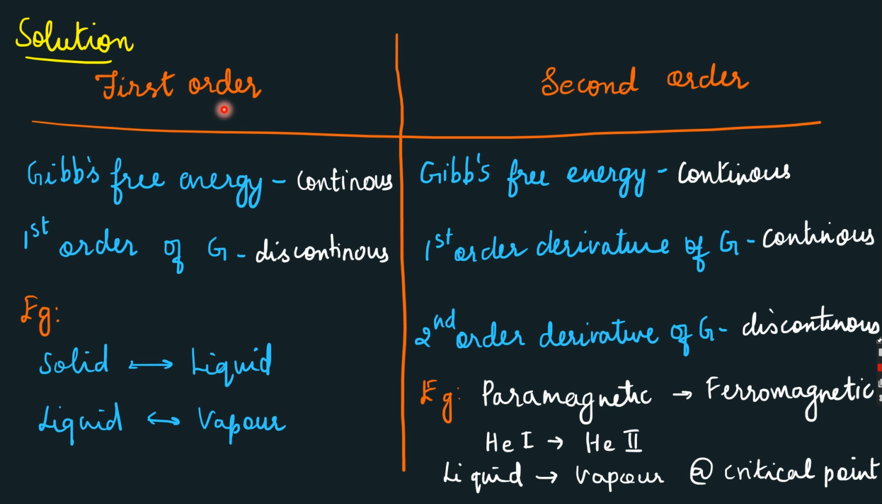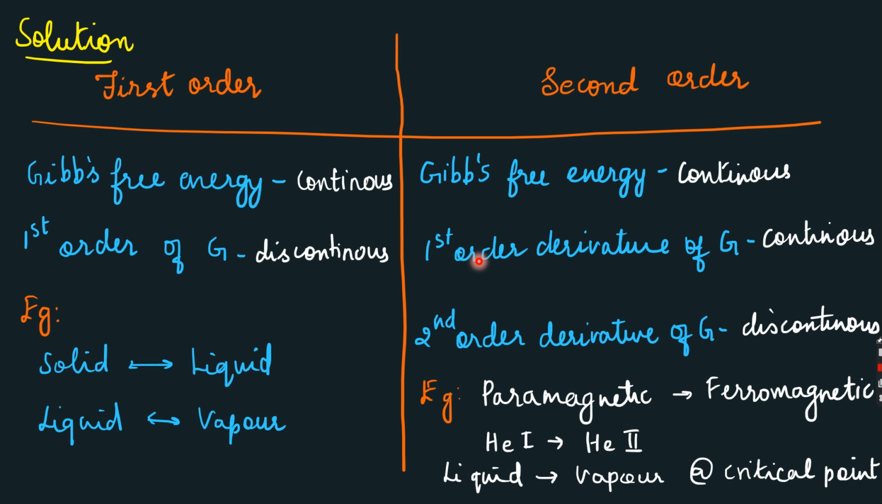In first order transition, Gibbs free energy will be continuous, and the first order derivative of the Gibbs free energy will be discontinuous. Just remember this. So let us see the second order. It is similar. Here, Gibbs free energy will be continuous, and the first order derivative of Gibbs free energy will also be continuous, whereas the second order derivative of Gibbs free energy will be discontinuous for second order phase transition. So you can just remember: for first order, the first order derivative is discontinuous; for second order, the second order derivative is discontinuous.